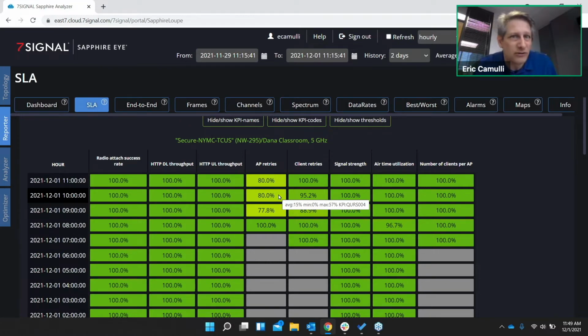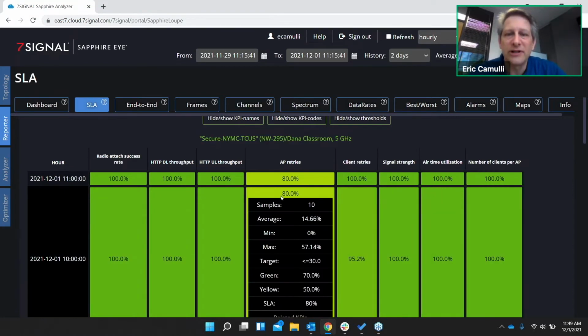Well, how do I know how often or how frequently I'm actually meeting that expectation, that target? Am I meeting it all the time or not? That's what we're measuring here today with 7SIGNAL. 80% means that I am meeting my target for good retry rates 80% of the time. Let's click in this box to show you some more detail.